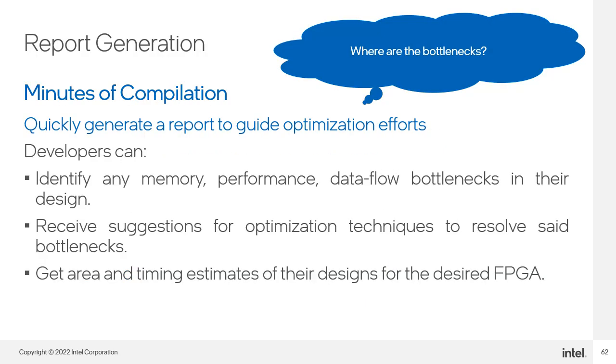Report generation takes minutes of compilation. The report shows the bottlenecks and also provides hints on how to optimize for those bottlenecks. With the report, you can identify any memory, performance, or data flow bottlenecks inside of your design. The report also provides you with useful suggestions for optimization techniques that will resolve the bottlenecks it has identified. It generates area and timing estimates of your design for the FPGA that you are targeting.